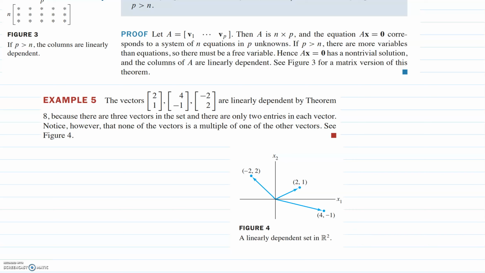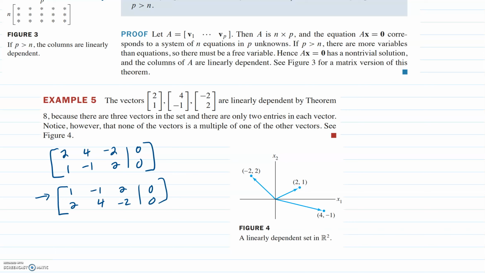And you can see this using matrices as well. Ax equals 0 must have the trivial solution. And if I switch the rows, multiply the first row by -2 and add it to the second, here are your pivots. You can see there's a free variable. Whenever there's a free variable, there are many solutions, not just the trivial solution, hence dependent.